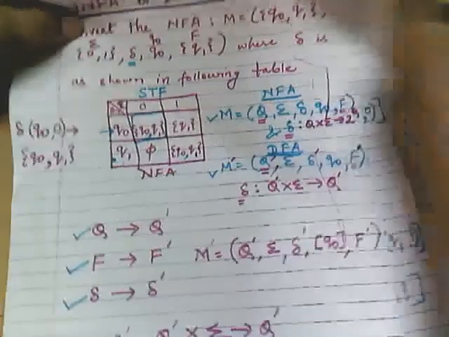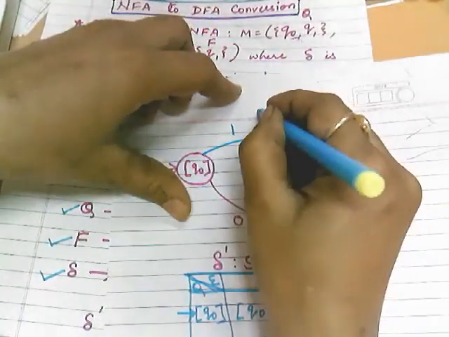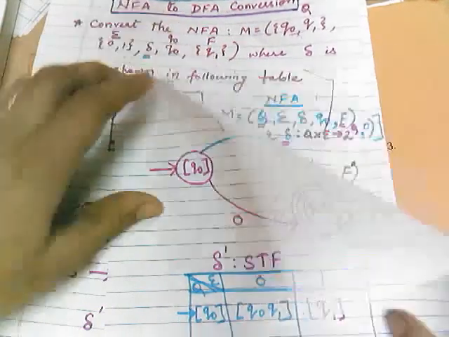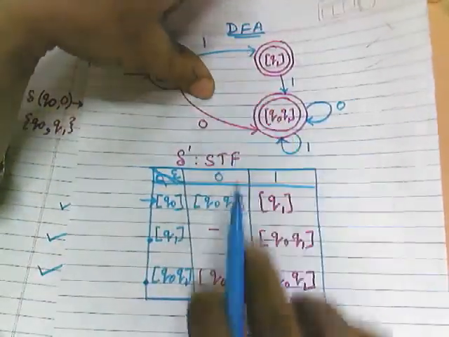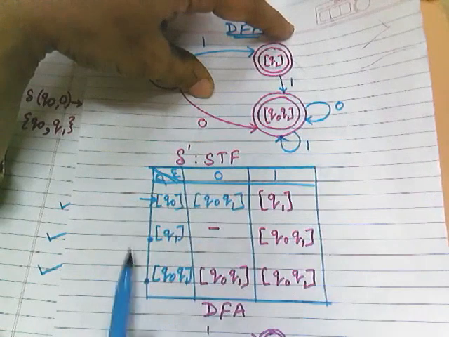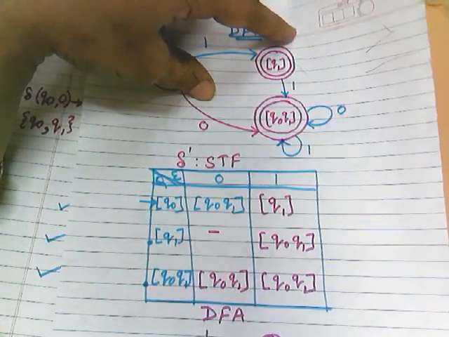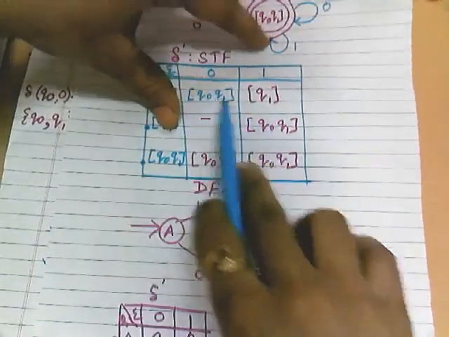After this, from this information, we have drawn the transition graph for this DFA. So we have drawn this transition graph, and we have also represented the DFA with the help of this transition table, state function table or transition table.